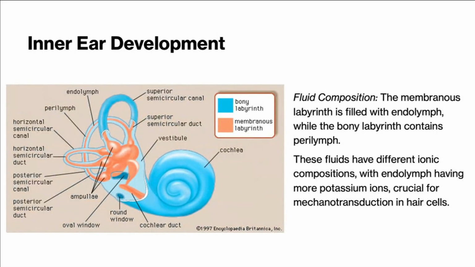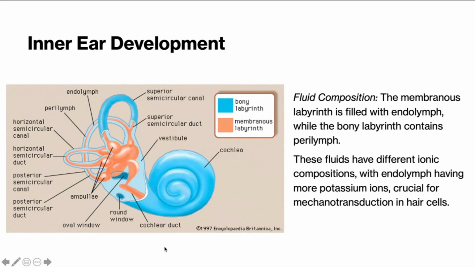Okay, so now the fluid composition. The membranous labyrinth has endolymph inside of it, while the bony labyrinth has perilymph inside of it. Here we can see everything that is blue, including the cochlea, is the bony labyrinth. And as we said, the bony labyrinth has perilymph in it. The membranous labyrinth is right here on the inside, okay? And the membranous labyrinth, essentially, we said has endolymph.